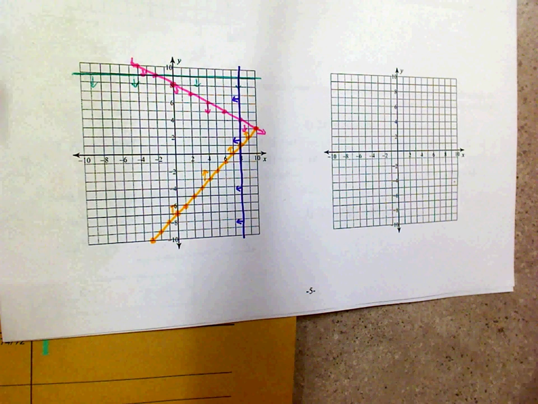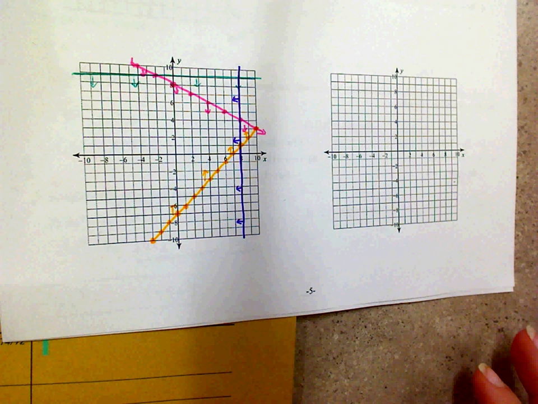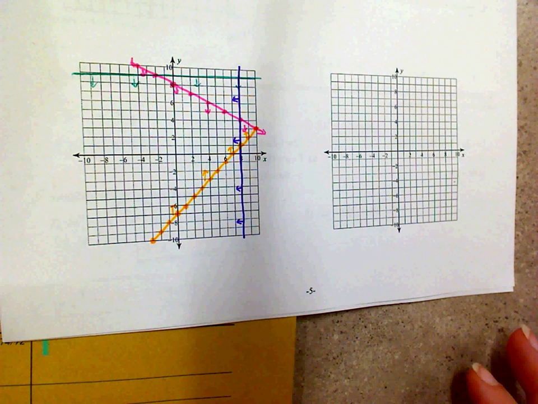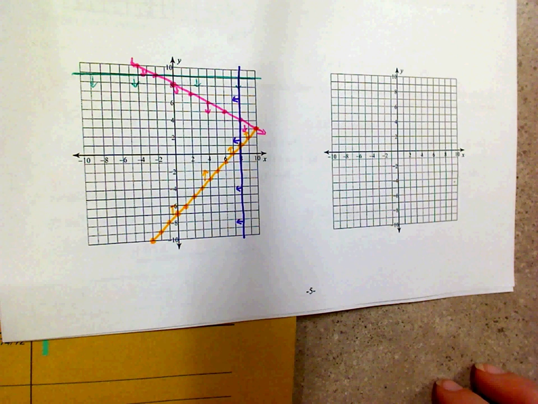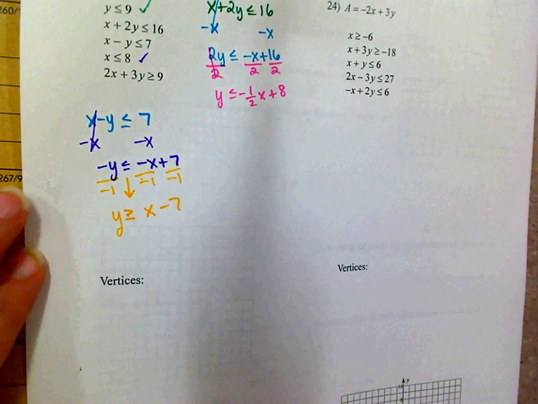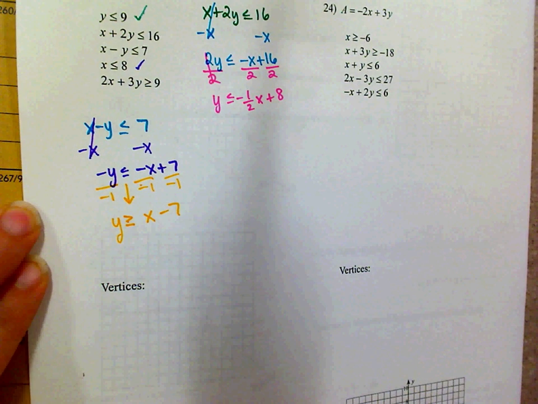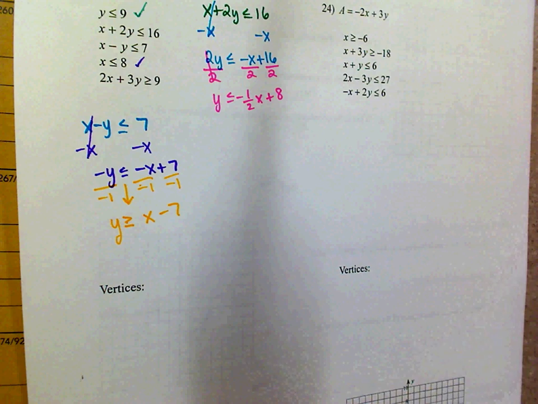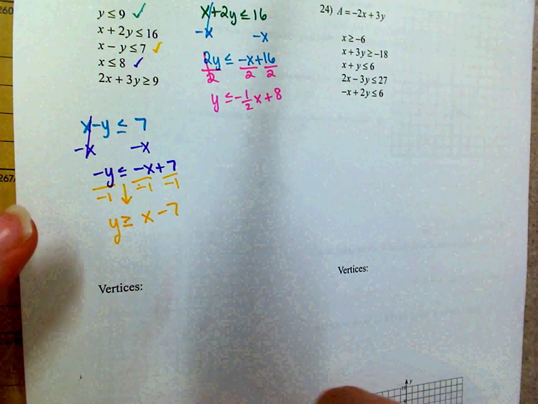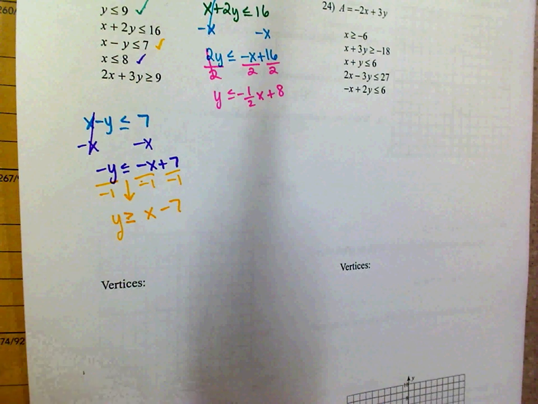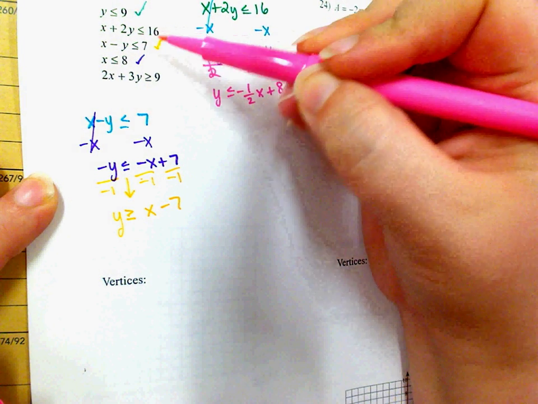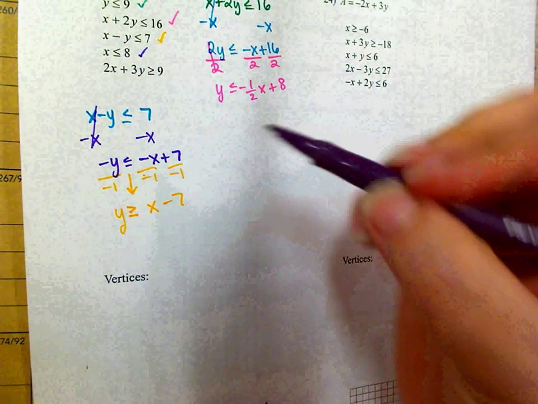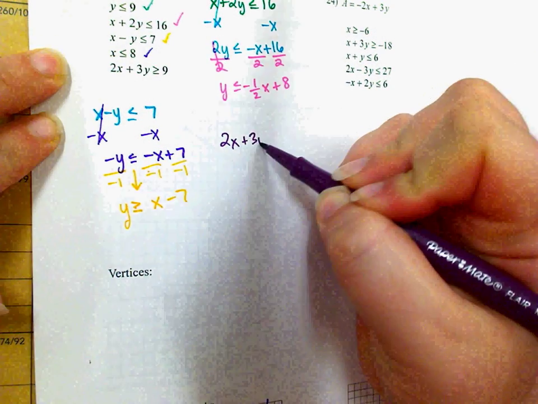How many more equations do I have? I just have one, right? Interesting. Okay. So now I need to work with 2x plus 3y is greater than or equal to 9. So I've sketched x minus y is greater than or equal to 7, and x plus 2y is less than or equal to 16. And last one. 2x plus 3y is greater than or equal to 9.